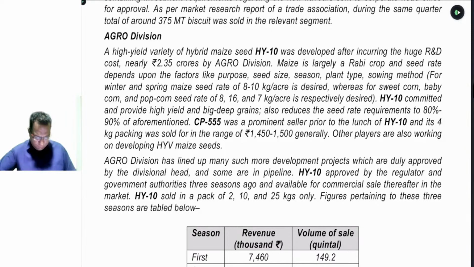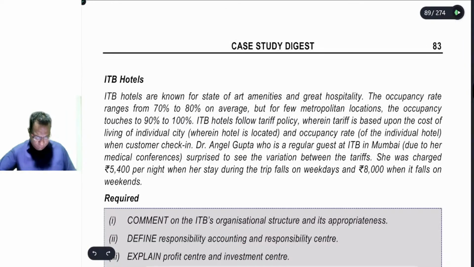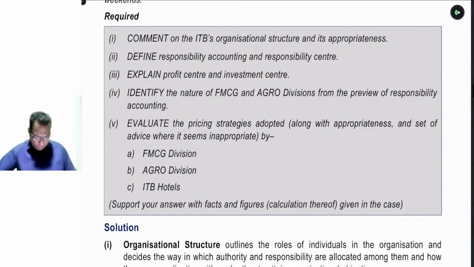Let's move ahead. Now the fourth requirement part. This fourth requirement part is fully calculation based. Evaluate the pricing strategy adopted. Pay attention here, there are many things. Along with appropriateness, give a set of advice where it seems inappropriate, for the 3 departments.